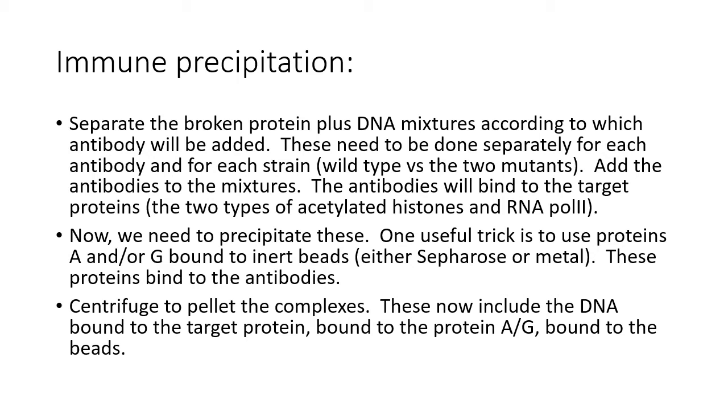These proteins will bind to the antibodies to form a complex in which you have your protein A or G hooked to the bead, which can be centrifuged out because they're big, and those are bound to the antibodies, which are bound to the histones or the RNA polymerase, which in turn are bound to the DNA. So the DNA will come along for the ride after the binding occurs, and we centrifuge them out to pellet the complexes. The complexes you get include the DNA, bound to the target protein, bound to the protein A/G, bound to the beads.